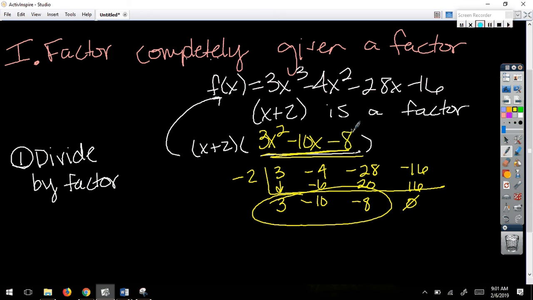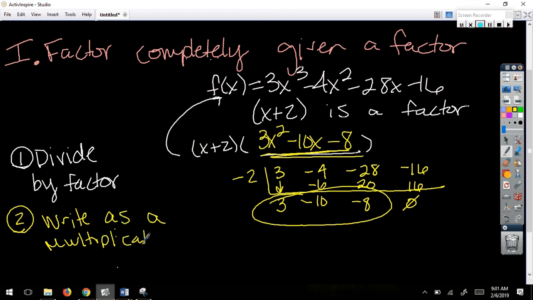Okay. So what I've done for step 2 is I've written it as a multiplication problem. So it's now x plus 2 times 3x squared minus 10x minus 8.